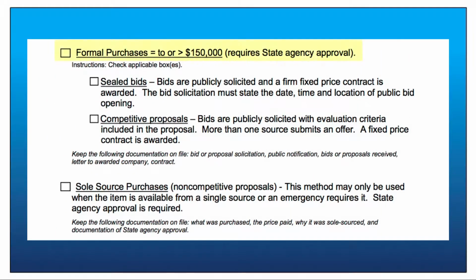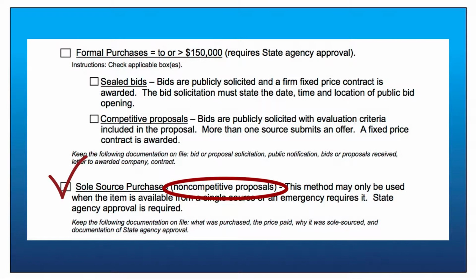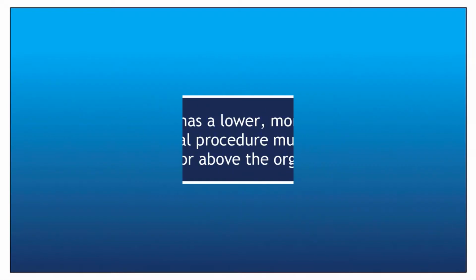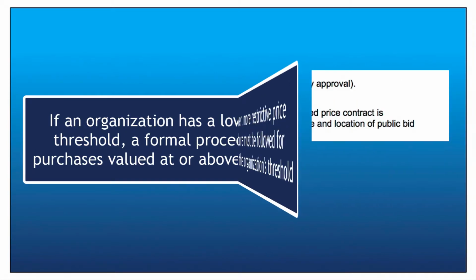For purchases at or above $150,000, one of the following formal procedures must be followed: sealed bids, competitive proposals or request for proposal or RFP, or non-competitive proposals. If an organization has a lower, more restrictive price threshold, a formal procedure must be followed for purchases valued at or above the organization's threshold.